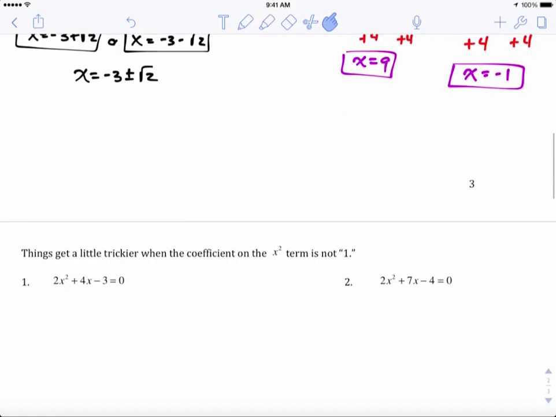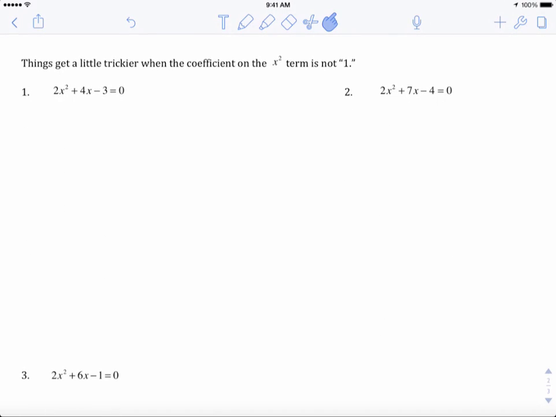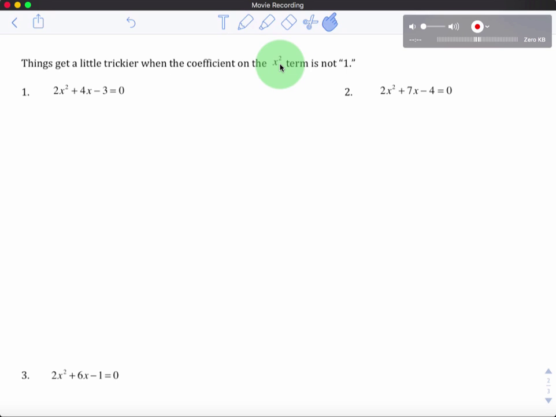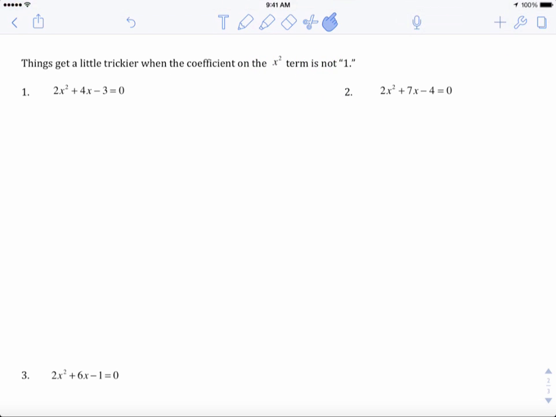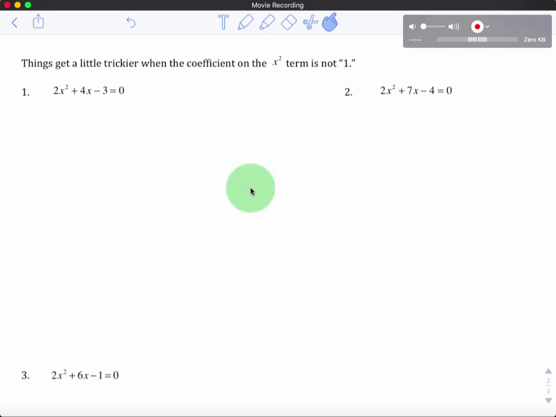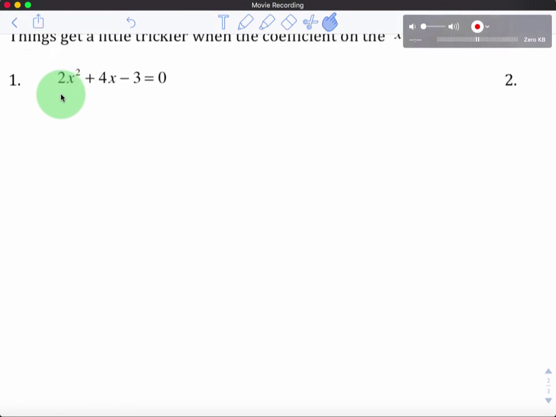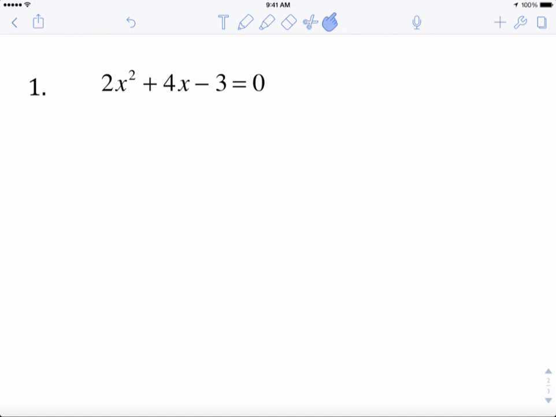I do have to say, things get a little trickier when the coefficient on our x squared, our quadratic term, is not 1. All of the squares that we've been completing have always had just a regular 1x squared. Now we're dealing with, in all three of these examples, a 2x squared, but the strategy we're going to learn here applies when you have a 3x squared or a 7x squared or what have you. I don't even know how to complete the square unless I have just a regular 1x squared. So I asked myself, well, what are we going to do in this case?